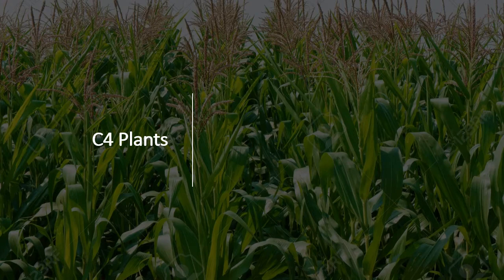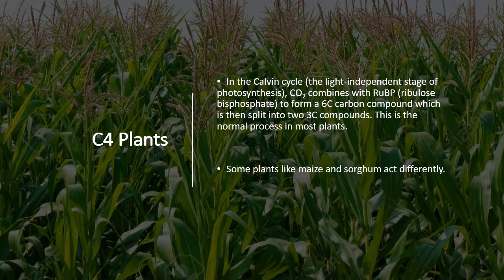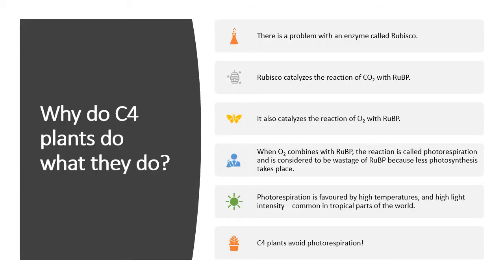But with all that said, with C4 plants, there's a little bit of a difference. Like we said, we have the Calvin cycle where we have these 6-carbon compounds. Now, when we speak about C4 plants, examples of such are maize and sorghum. They act differently when it gets to the light independent stage. And the reason for that is because there's a problem with rubisco, which I will explain just now. So C4 plants like maize and sorghum don't carry out the light independent stage directly.